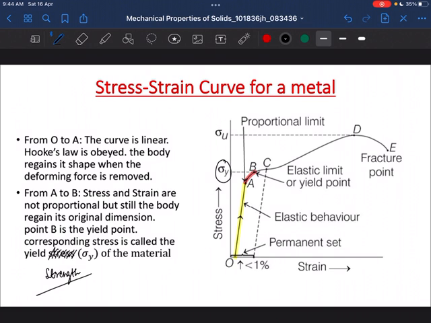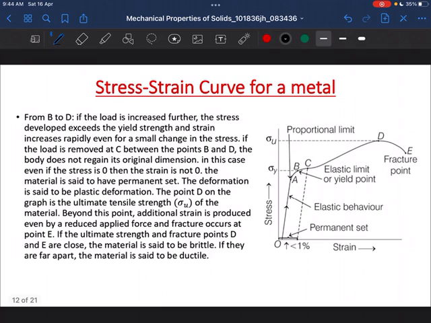Now what I'm going to do is increase it further. If the load is increased further, load को अगर मैं बढ़ाता हूँ, उसका मतलब deforming force को अगर मैं बढ़ाता हूँ, तब क्या होगा? Now we'll experience this region B to D. If I keep on increasing, even for a small increment of stress, देखो यहाँ से लेकर यहाँ तक कितना small increment हुआ, the strain increases more. So even for a small increase in stress, the strain increases in more quantity.